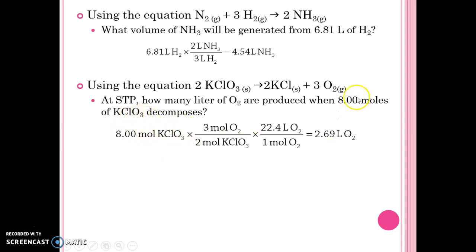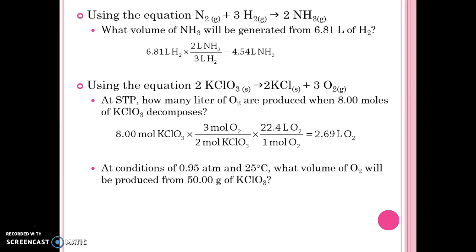First thing I have to do is take that 8 moles of solid and get it into my gas. So I have to do a mole ratio. I can't do a volume ratio. KClO3 is not a liter. It's not a gas. So I have to use a mole ratio, not a liter ratio. Since I'm at STP, however, once I'm in moles of oxygen, I can get to liters of oxygen using standard molar volume.